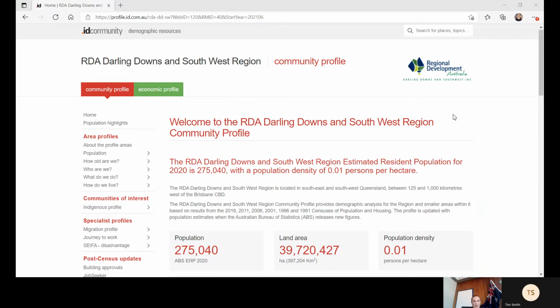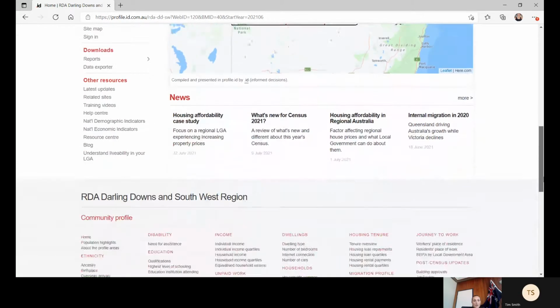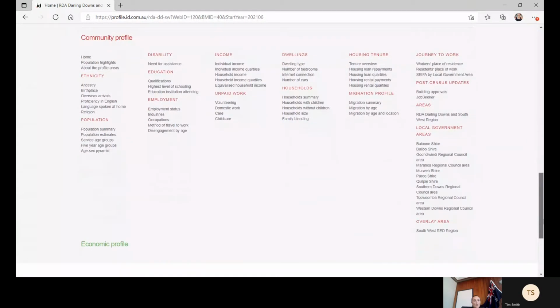So the community profile is mainly based on your census information. There are a couple of other modules, but it's mainly census information. Now, what I tend to do, if I'm looking for a specific topic, you can come right down to the bottom of this page and you find almost a menu of items. So if you want to look at volunteering in your community, or you have people in your community that are looking for grants around skills and training, they can come down here and straight away look at occupations or things like qualifications at highest level of schooling for the Southern Downs Regional Council area.